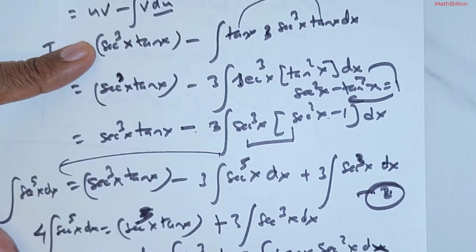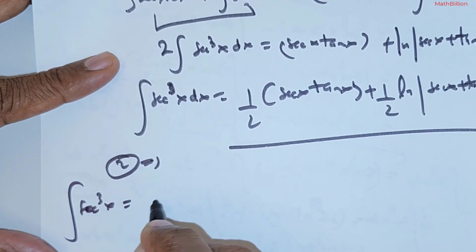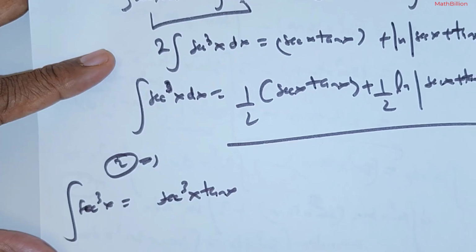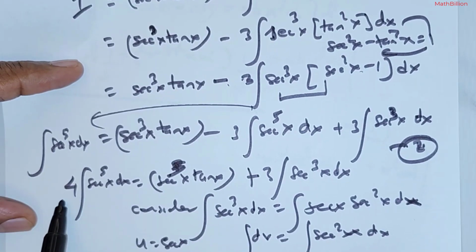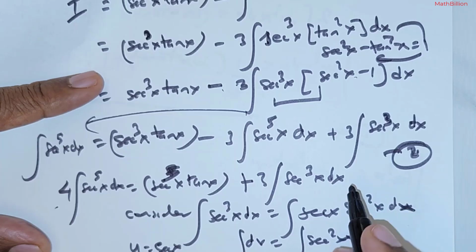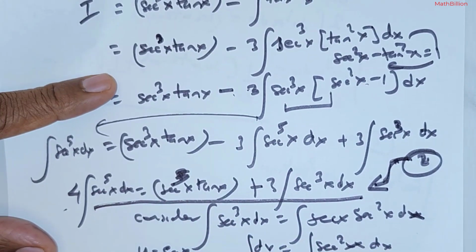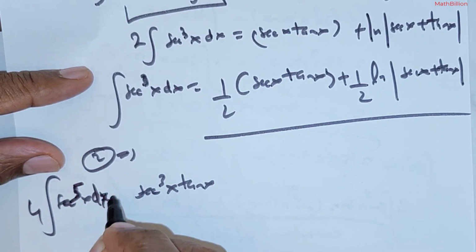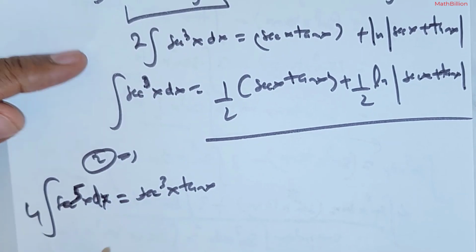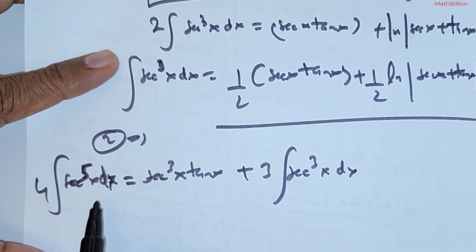If I were to take this as 2, so therefore 2 can be rewritten as integral secant cubed x is equal to secant to the power of 3x times tan x. Now one important point here is that this 4 is here, so I have to take this as 2. So 4 times integral secant to the power of 5x dx is equal to secant cubed x tan x, positive 3 times integral secant cubed x dx. This is what you have.